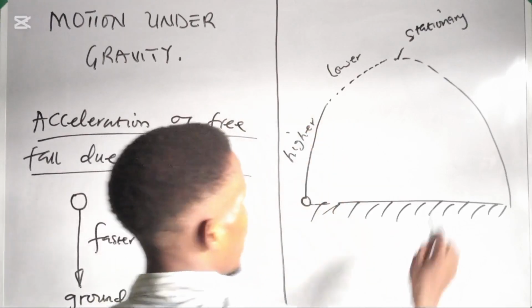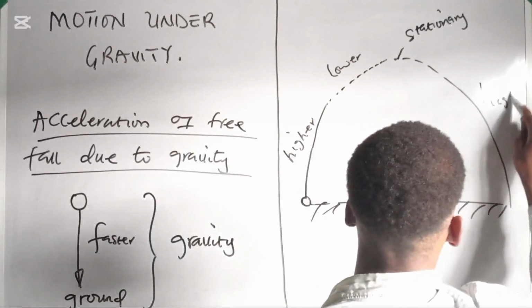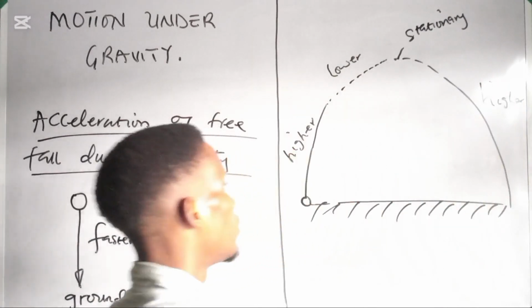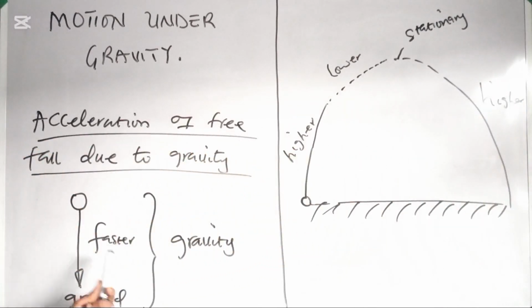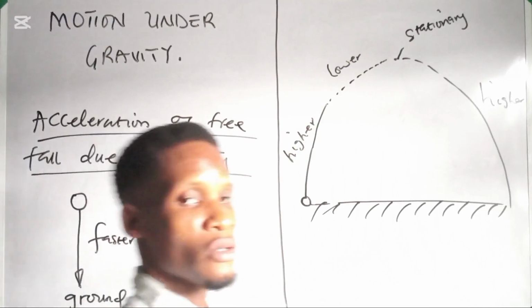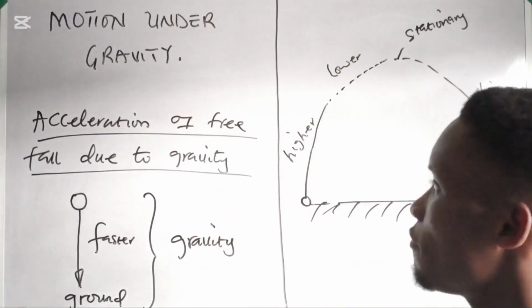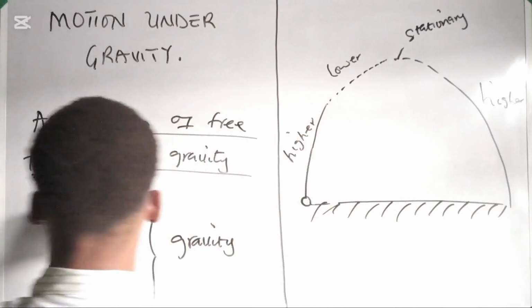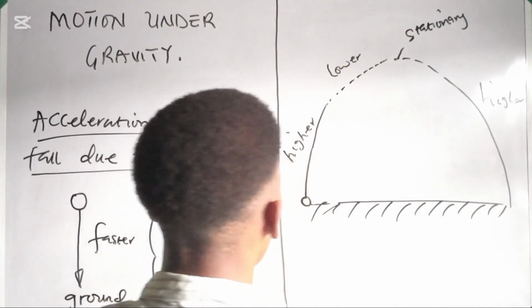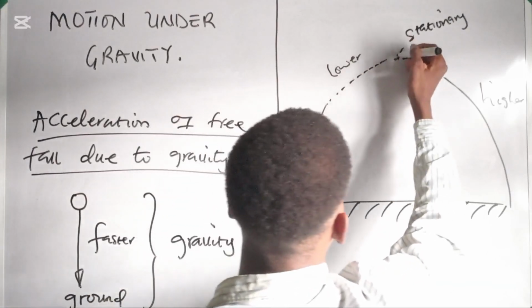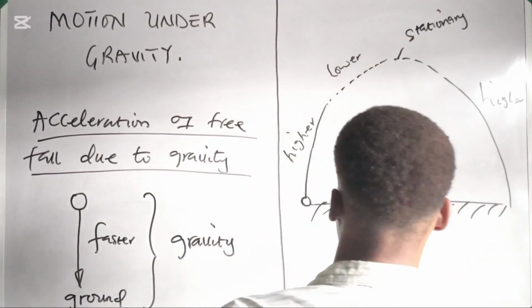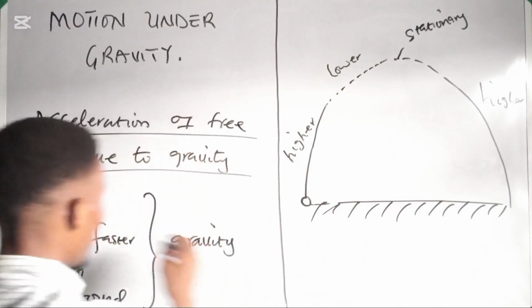Okay, so here should also be what? Higher, and that's what I explained to you. So that's what the force of gravity does. So a free fall due to gravity is when an object is falling from a height down, because a force of gravity will help you to fall down.